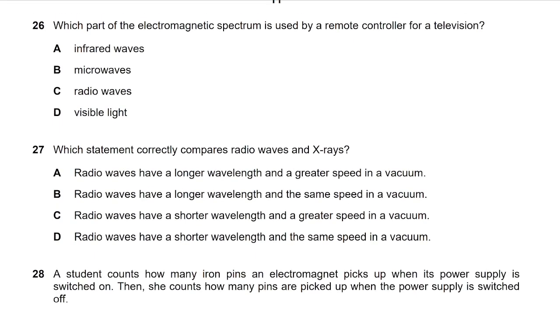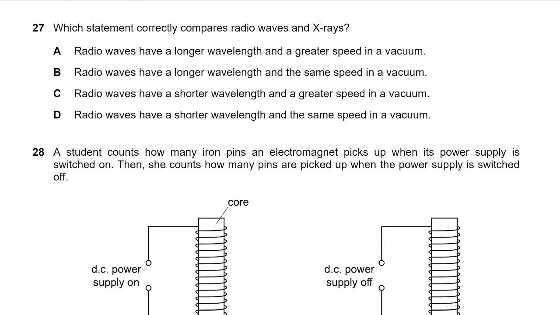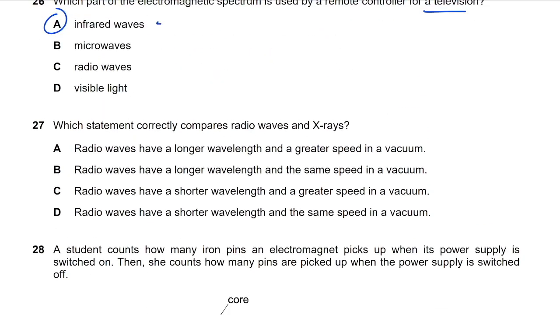Okay, number 26, it says, which part of the electromagnetic spectrum is used by a remote controller for the television? Now, this is just straightforward. We use this in remotes. We know this. It is infrared waves. None of the others. Not microwaves, not radio wave, not visible light. If you want to go over all the uses, just go through the theory, look at the uses of each of the following. You will get to know much better like that.